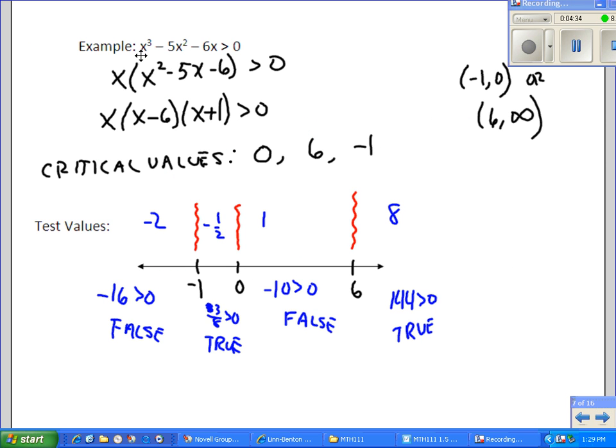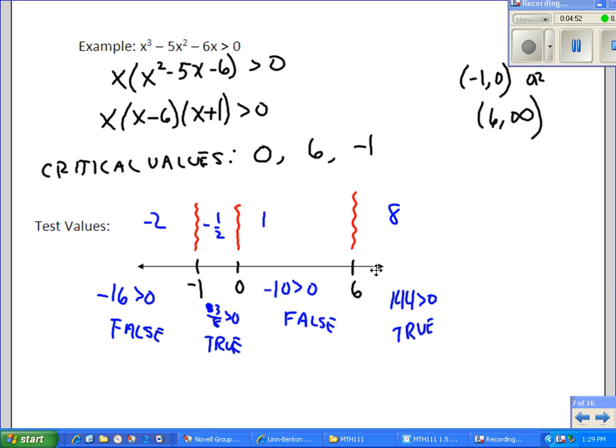Here's another example. This one's a cubic. X cubed subtract 5x squared subtract 6x is greater than 0. It's easy to factor an x out and then factor the remaining quadratic. And so we have three different factors, and we've got three different critical values: 0, 6, and negative 1.